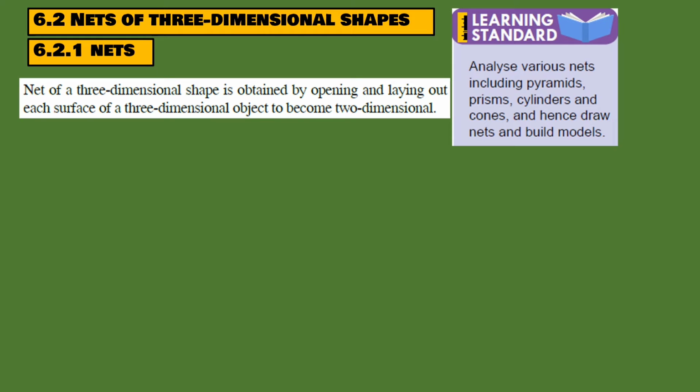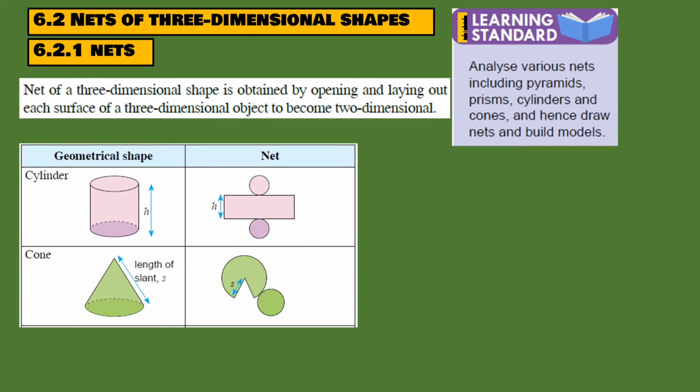A net of a three-dimensional shape is obtained by opening and laying out each surface of the three-dimensional object to become two-dimensional. Okay, let's look at the geometrical shape cylinder here. This is how the net looks when the shape is opened and laid out by every surface.